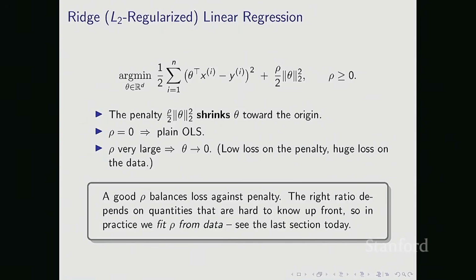They're really hard to know up front. So we fit rho from data, and this is sometimes called hyperparameter optimization. We'll get to that if we have time at the end of this lecture. Effectively, what happens is you have some little dev set that you're developing on. You try various different models. You train on one set, you hold out and test on another, and you see which rho does better.